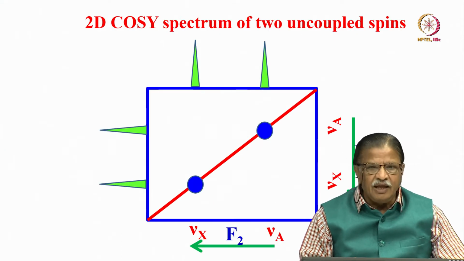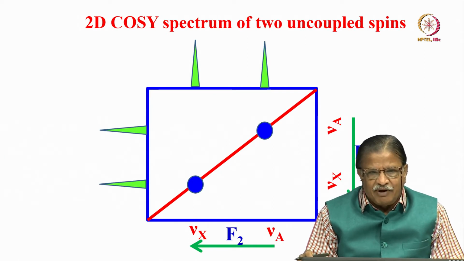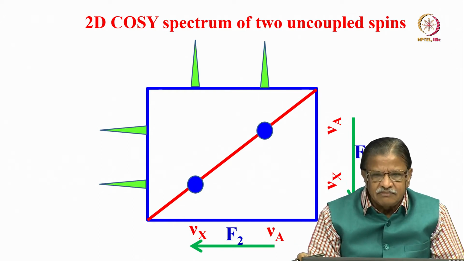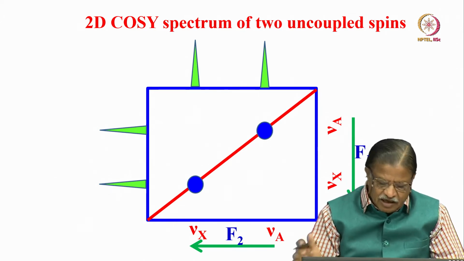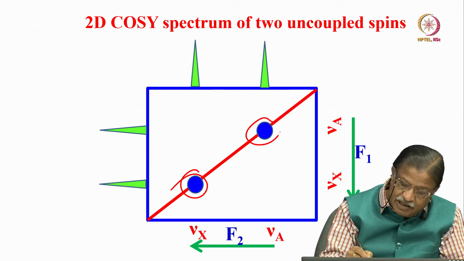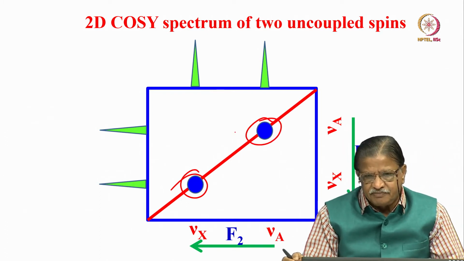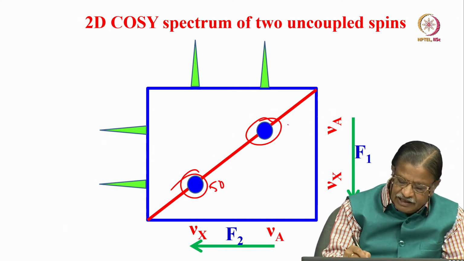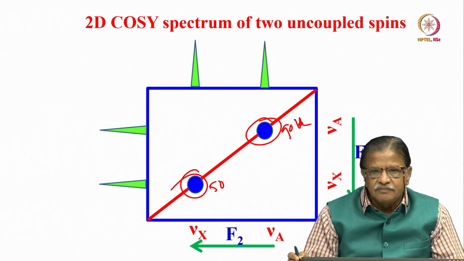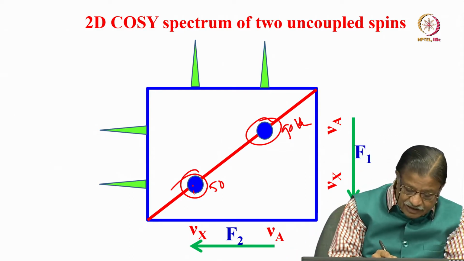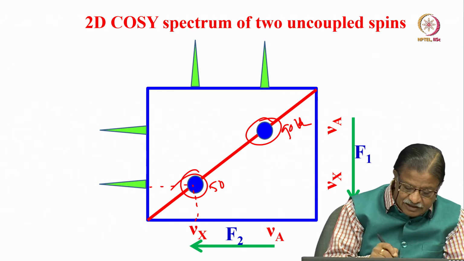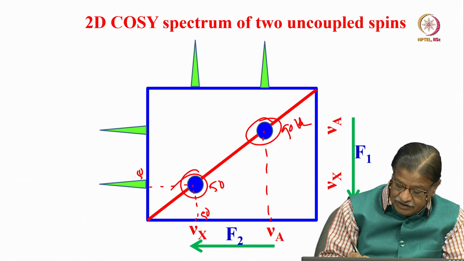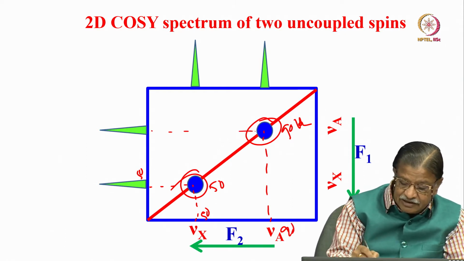Okay. So now I take the 2D spectrum of two uncoupled spins. There is no coupling at all. I have one spin here, I have another spin here. Let us say this is at 50 hertz, this is at 90 hertz. You draw a line along this axis, draw a line along this axis. This is at 50, this is at 50. Draw a line along this axis here, this is at 90. Draw a line along this axis here, this is at 90.